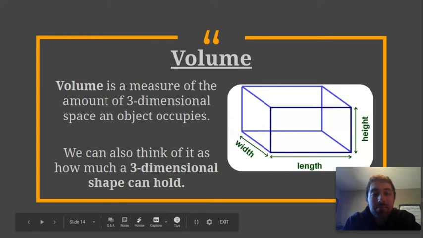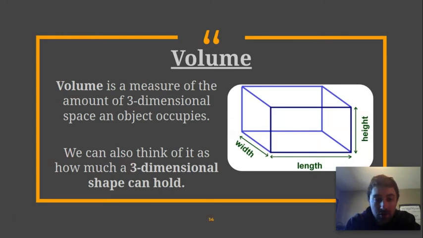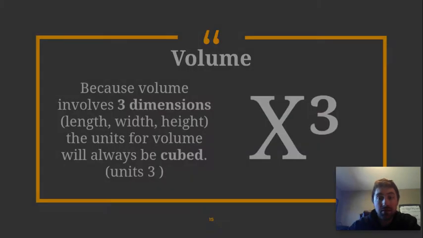So, volume is a measure of the amount of 3 dimensional space an object occupies. We can also think of it as how much a 3 dimensional space can hold. The most common example for this is how much water can be filled up in a fish tank. That's usually one of the best examples for what volume actually means.